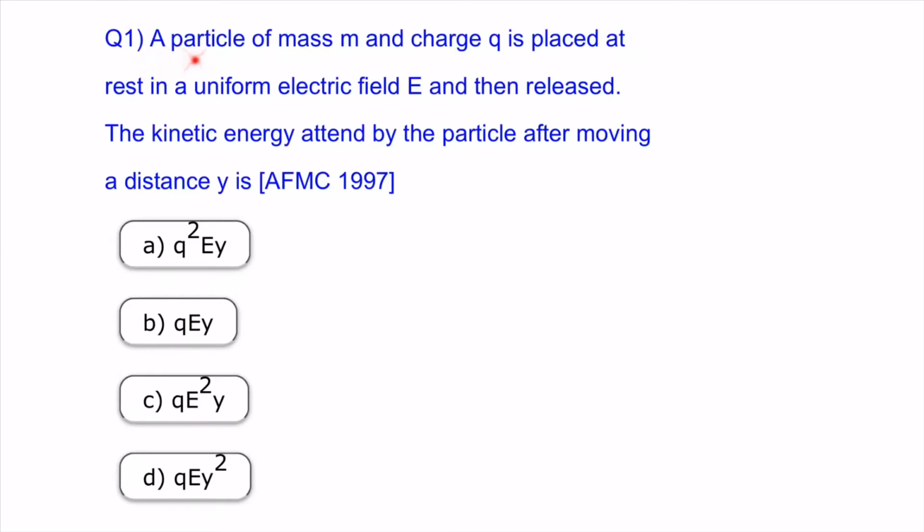Question number 1. A particle of mass m and charge q is placed at rest in a uniform electric field E and then released. The kinetic energy attained by the particle after moving a distance y is. Here you have 4 options. Please read the question one more time.